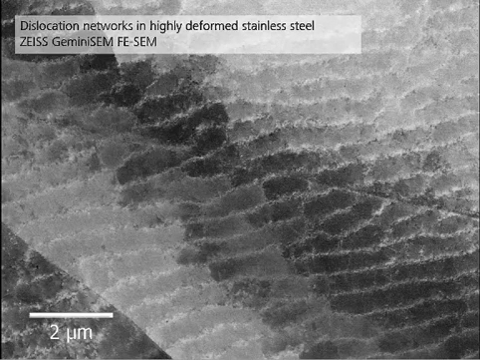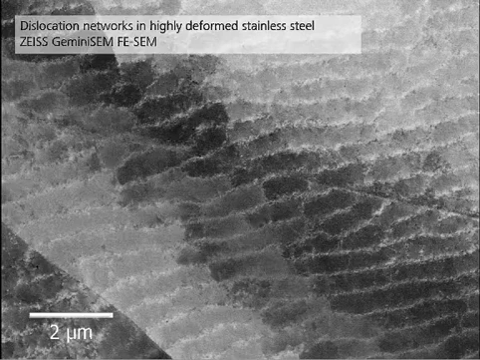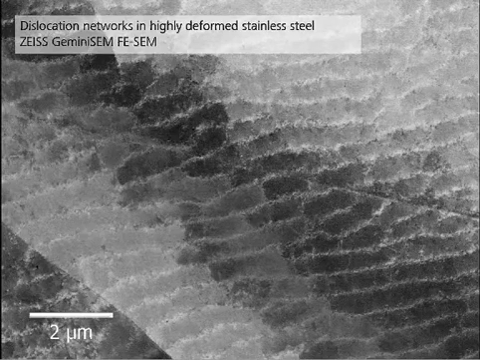This is an image from a Gemini SEM, which is another field emission system, and you can see the dislocation networks in a highly deformed stainless steel. And the different imaging modes make this sort of clarity of understanding of the deformations within the metal possible, which would not be visible on a light microscope.